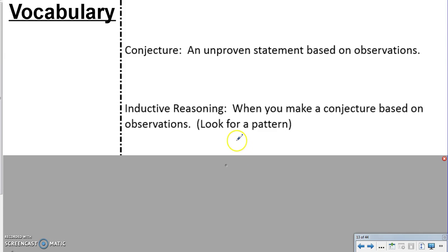Our next vocabulary term is inductive reasoning, and both of these were mentioned in the essential question. So inductive reasoning is when you make a conjecture based on observations. So the act of you looking for a pattern and then making a conjecture, that whole process is using inductive reasoning. So you're observing what's going on, and then you make a statement based on those observations, or make that conjecture based on those observations. And so I put in here the process there of looking for a pattern. That's inductive reasoning.